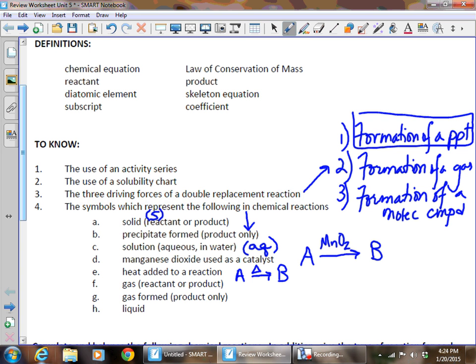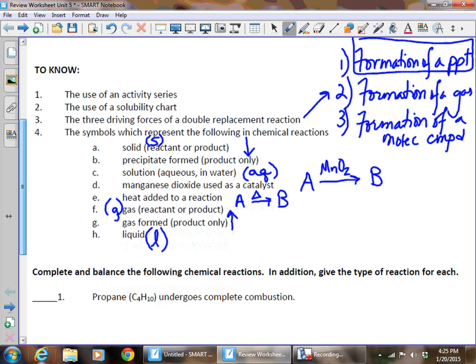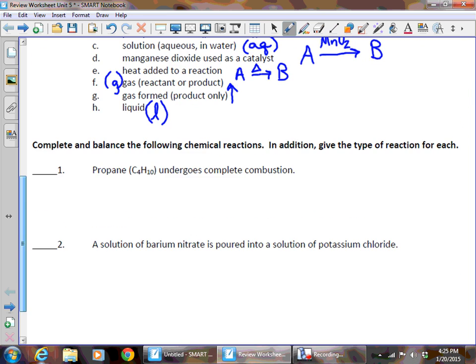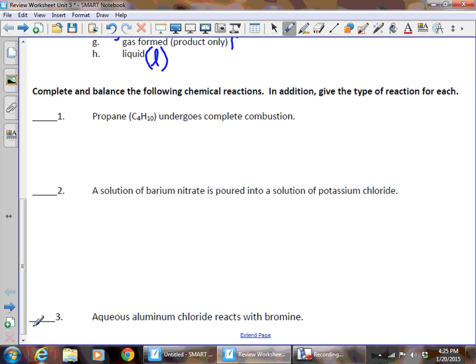A gas, they're going to show as a small g. If it's a reactant, I like to see an up arrow right now, just so you're used to seeing those symbols. And then, of course, a liquid, no matter where it is, a small l. So those are the things, along with balancing equations, types of reactions. Those are the types of questions you're going to see on the multiple choice part. Remember, 40% is multiple choice. 60% of the test comes from the rest of this discussion for the review.